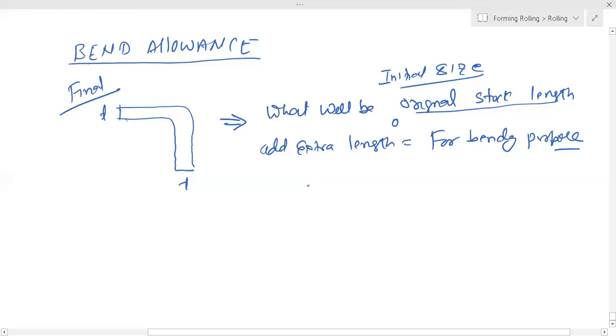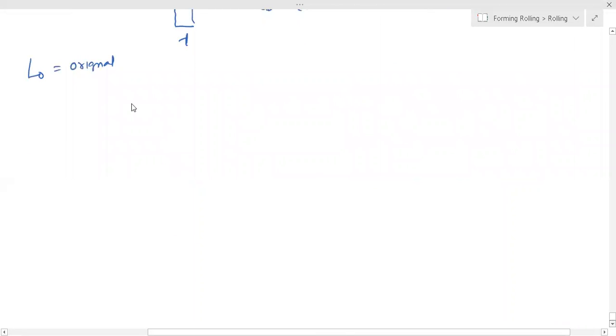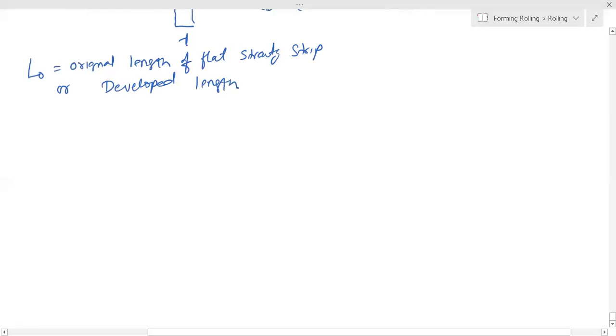Let us explain. So I am drawing now. L naught I am writing, original length of flat starting strip, or we call it developed length of strip. Okay, no issue. I will draw by hand.